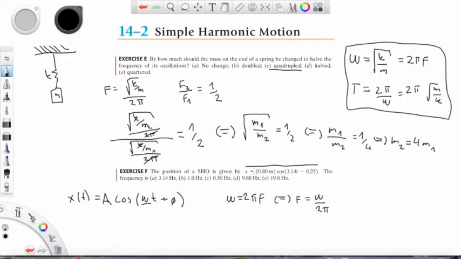Okay, where do we find omega? Let's have a look at this expression again. So we have 0.8 meters. That is the amplitude of the motion. Here we have the phase angle phi, which is minus 0.25 radians. And our omega is here, 3.14, which is about pi. So we have pi over 2 pi, which is 1/2, 0.5 hertz. That would be option C.